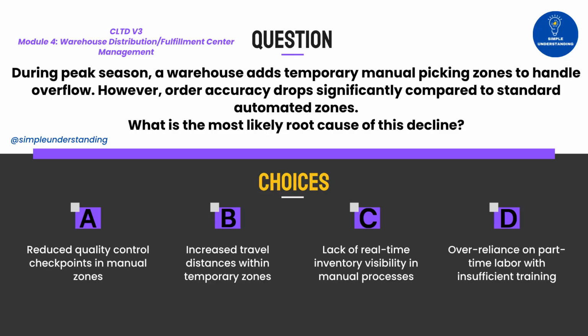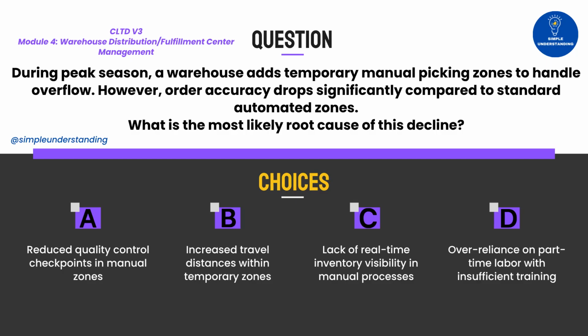Question 7. During peak season, a warehouse adds temporary manual picking zones to handle overflow. However, order accuracy drops significantly compared to standard automated zones. What is the most likely root cause of this decline? A. Reduced quality control checkpoints in manual zones. B. Increased travel distances within temporary zones. C. Lack of real-time inventory visibility in manual processes. D. Over-reliance on part-time labor with insufficient training.